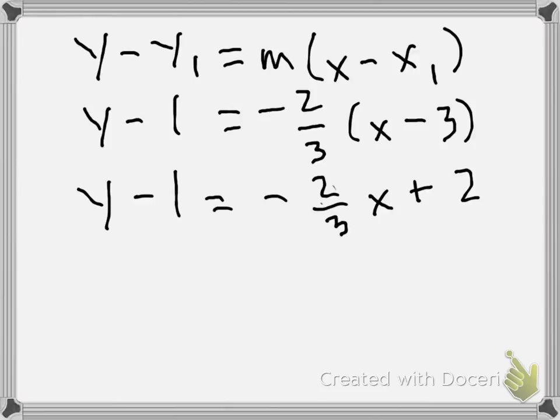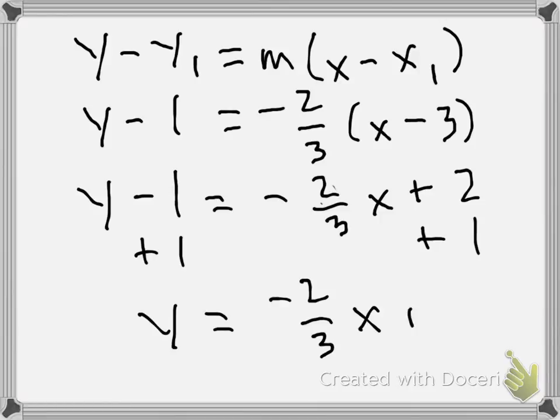And then to finish up, we'll just move that 1 over to the other side, solve for y, because typically we want these things in slope-intercept form, which means the y on one side by itself, and we've got it. And that's the equation of our line in slope-intercept form.